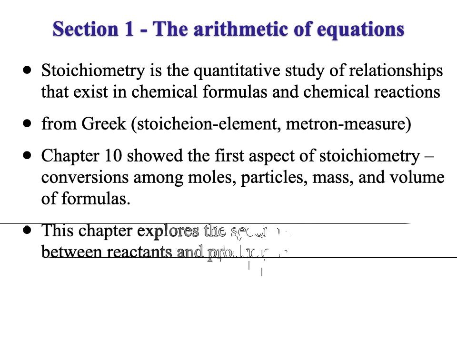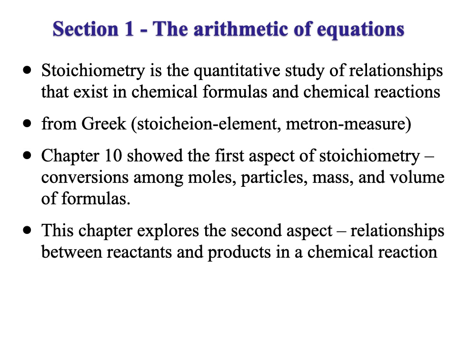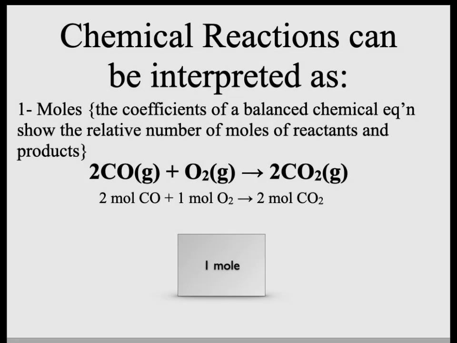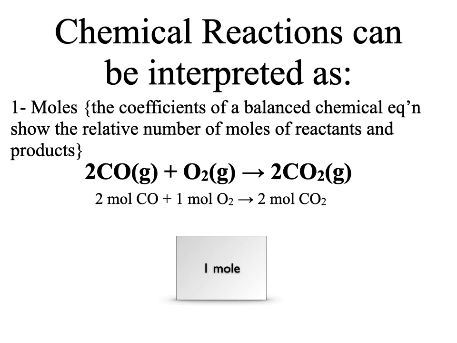Chapter 10 showed the first aspect of stoichiometry, conversions among moles, particles, mass, and volume of formulas. This chapter explores the second aspect, relationships between reactants and products in a chemical reaction. Chemical reactions can be interpreted first and foremost as moles. The coefficients of a balanced chemical equation show the relative number of moles of reactants and products.